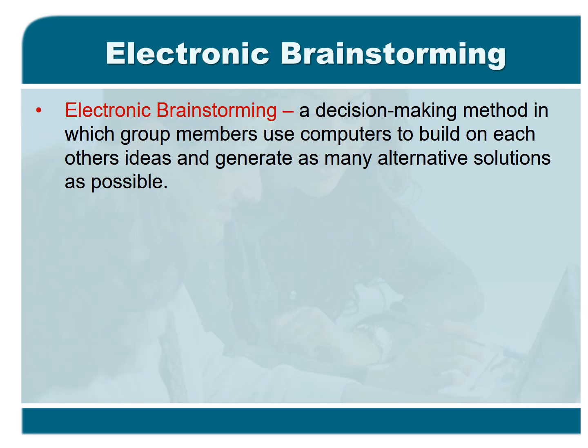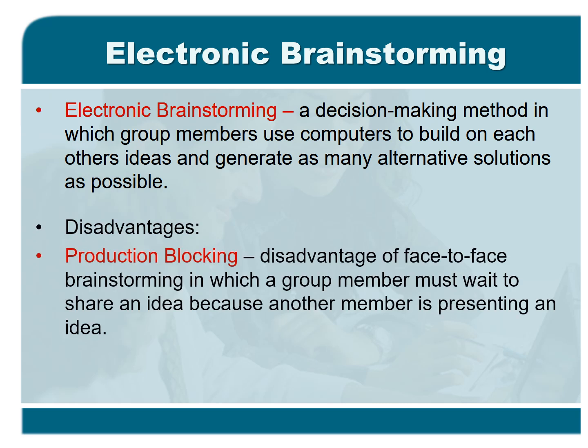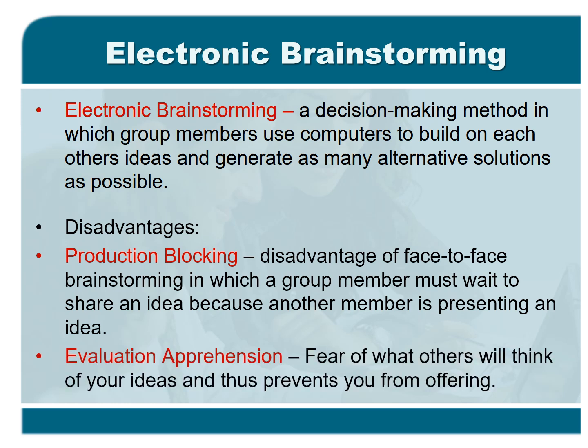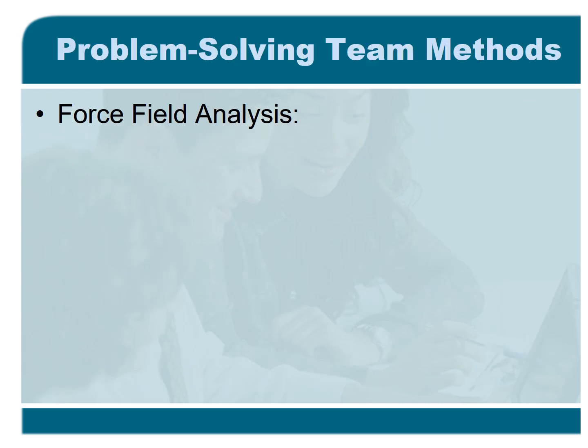Electronic brainstorming is a decision-making model in which group members use computers to build on each other's ideas and generate as many alternative solutions as possible. Disadvantages, however: number 1, it's not face-to-face. Number 2, production blocking, a disadvantage of face-to-face brainstorming in which a group member must wait to share an idea because another member is presenting an idea. And evaluation apprehension: fear of what others will think of your ideas. Lack of confidence, and thus you don't offer it because you're not confident in your suggestion.